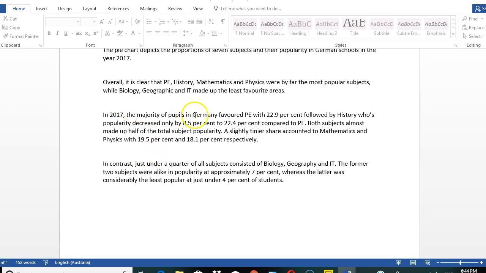In 2017, the majority of pupils in Germany favored PE with this much percent. I might say at, comma, followed by history, whose popularity, not this whose. This whose is who is. You need the whose, which is WHOSE as one word. Decreased only by 0.5% to this much percent compared to PE. Okay. Both subjects almost made up half of the total subject popularity.